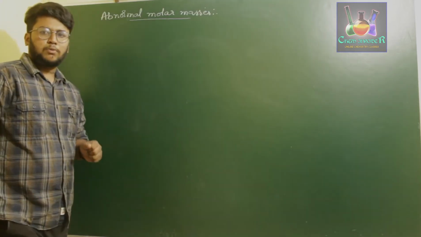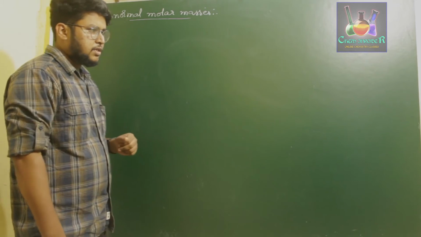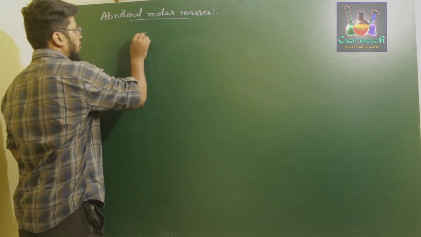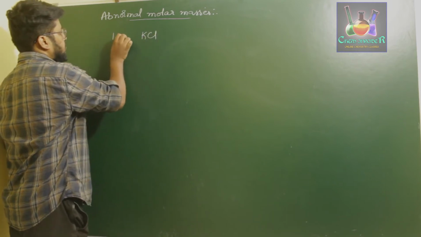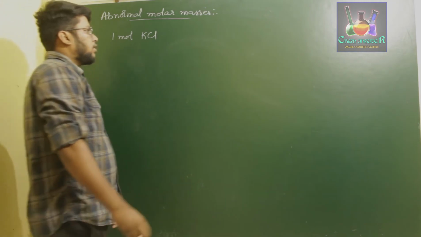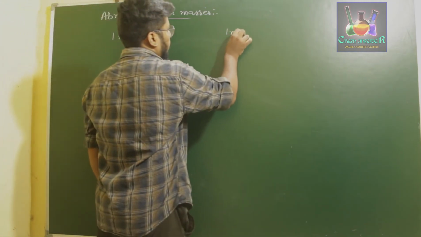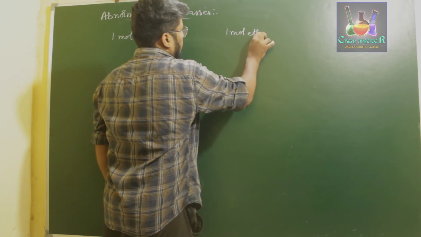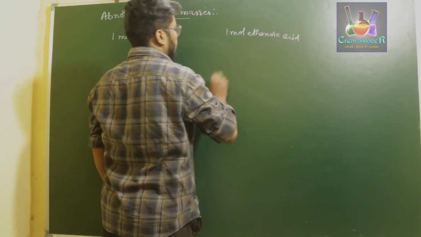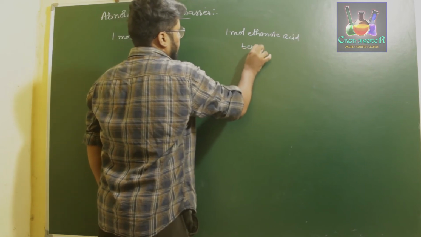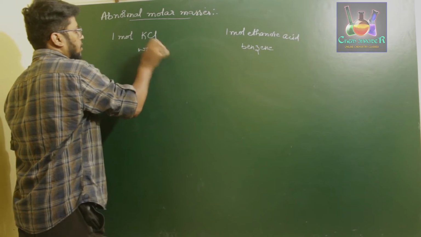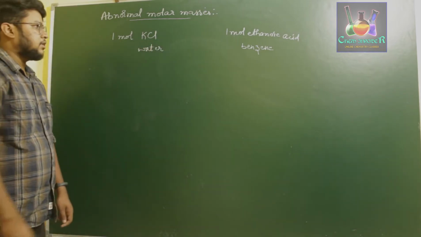What is abnormal molar mass? For this instance, let us consider two types of solution. One, we have 1 mole of potassium chloride dissolved in water. On the other side, we have 1 mole of ethanoic acid dissolved in benzene. Okay, this is dissolved in benzene and this is dissolved in water. So now what happens in these two cases?